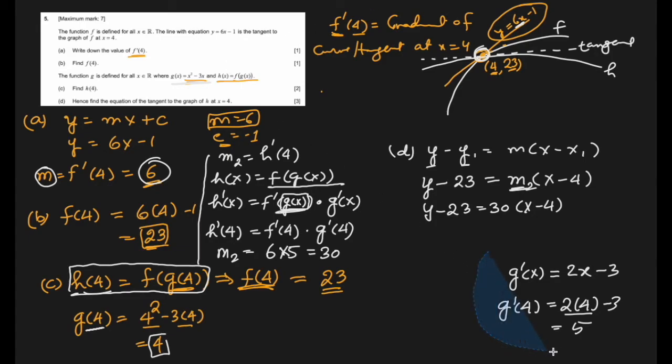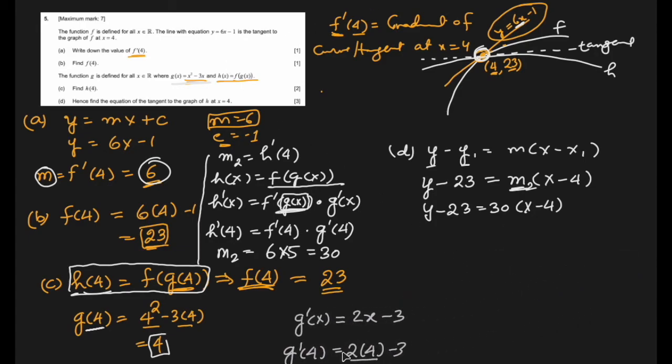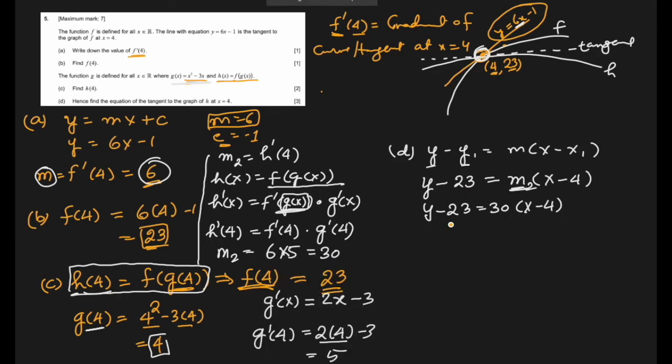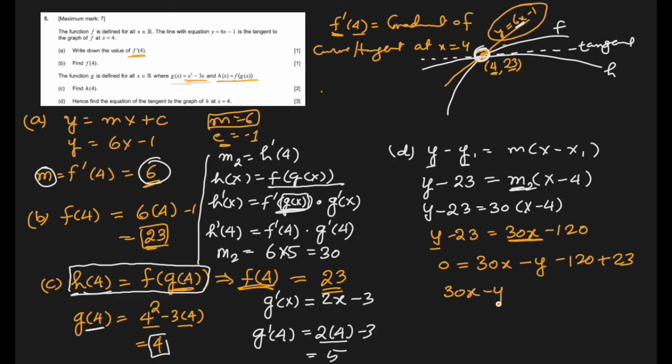And let's remove the bracket and finish this. y minus 23 equal to 30x minus 120. We can collect everything to the right side because 30x is positive here. So we can write 30x, then we'll bring this y here, minus y, then minus 120 is there, and 23 becomes positive. So we get our equation as 30x minus y minus 97 equal to 0.